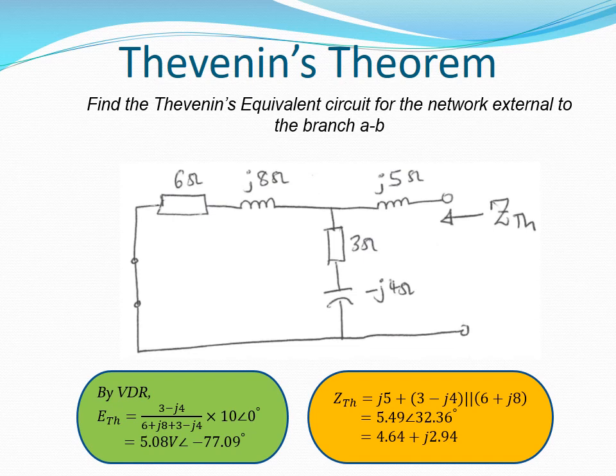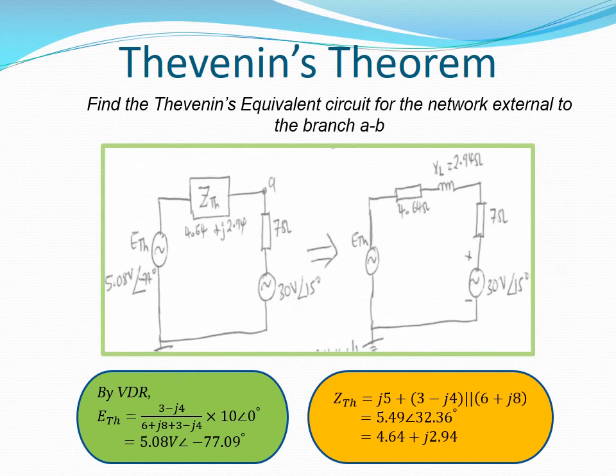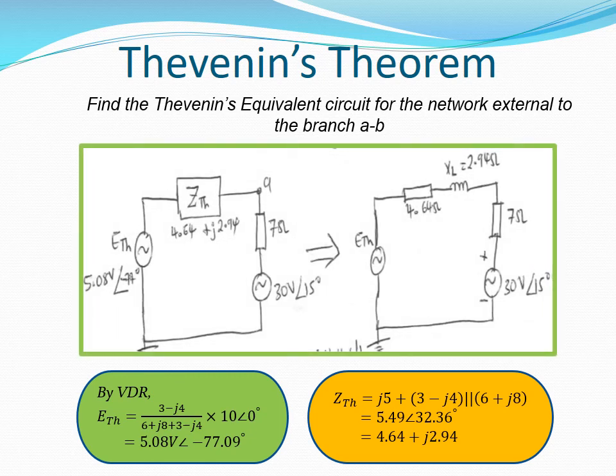Therefore, the Thevenin's equivalent circuit is made up of a voltage source in series with a resistance and an inductance. The voltage source rating is 5.08 volts at minus 77.09 degrees. The resistance value is 4.64 ohms and the inductive reactance is 2.94 ohms. This is the circuit that we obtain after replacing back the branch that was initially removed.